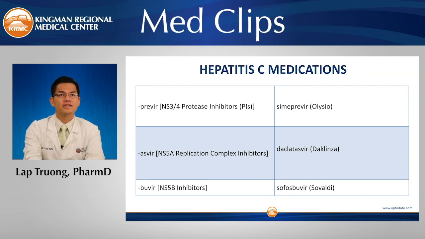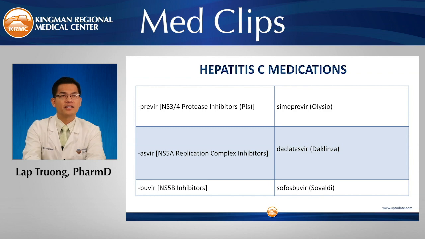Why do we have these different groups of medications or classes? The reason, once again, is hepatitis C is a very complicated virus, and therefore, if we attack the life cycle of these viruses at a different replication cycle, then we will be able to get rid of or treat the condition.